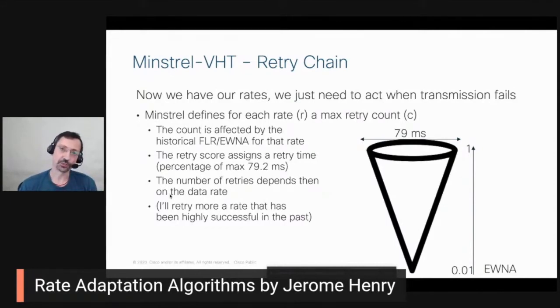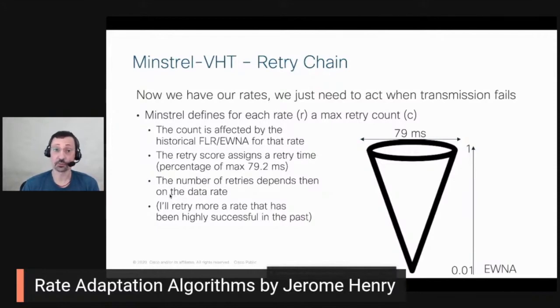In fact, what Minstrel does is that it defines a retry window in terms of time. And this is super important. If you pause a second to think about it, you say, if I'm speaking at, say, 150 megabit per second, how long does it take for me to send a frame?